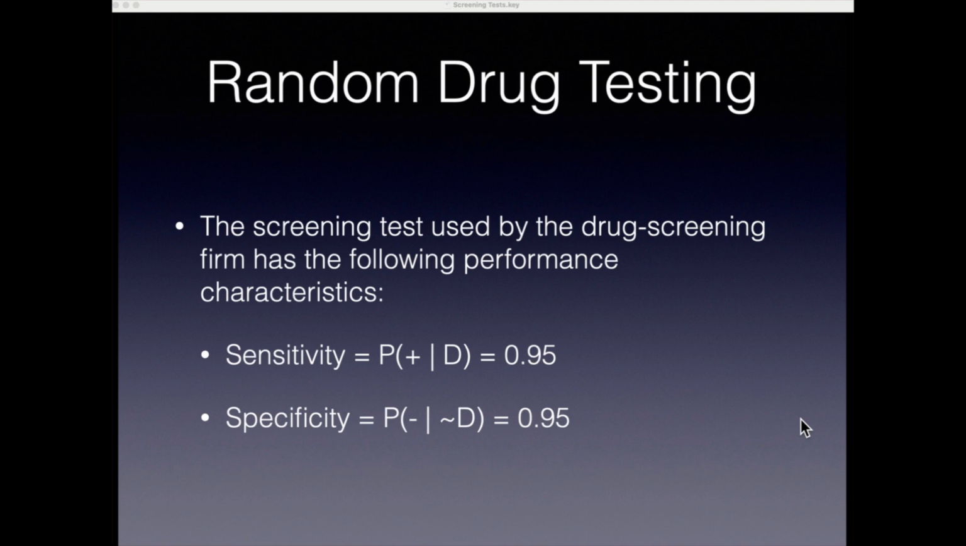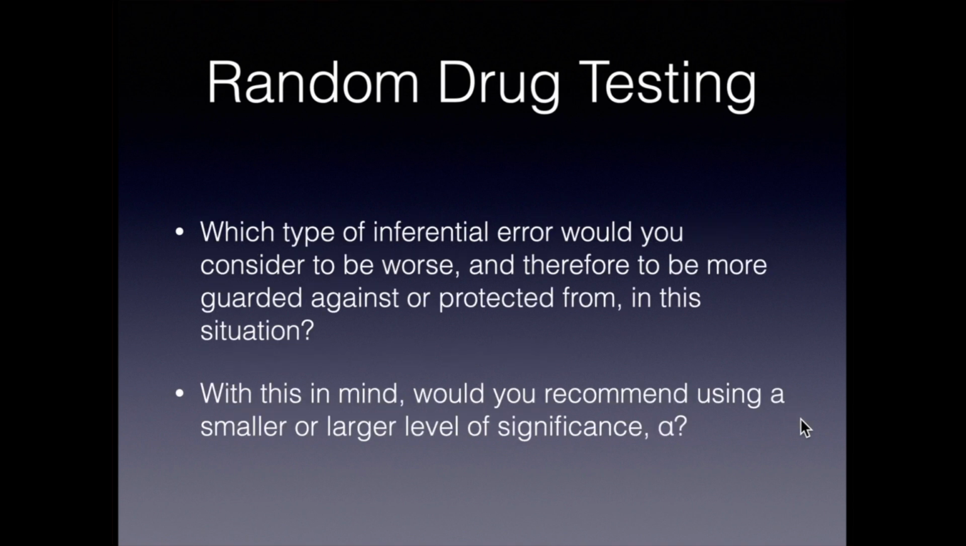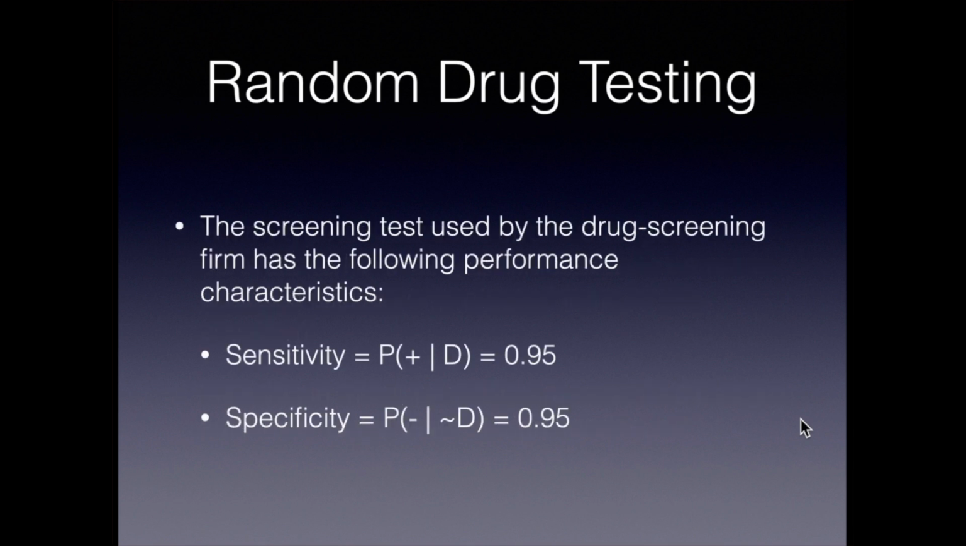So in general, we would come up with a significance level to use, but what we're going to find out is that associated with the screening test is a corresponding significance level. So the screening test used by the drug screening firm has the following performance characteristics, and so we're just going to assume that this is the case.